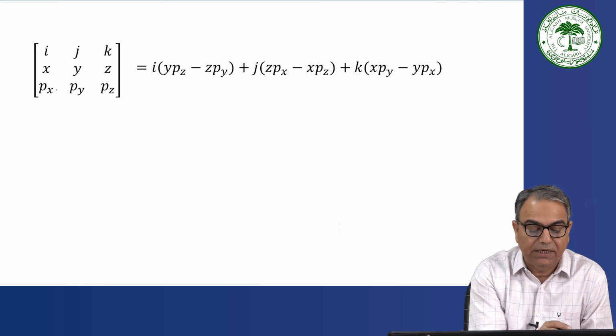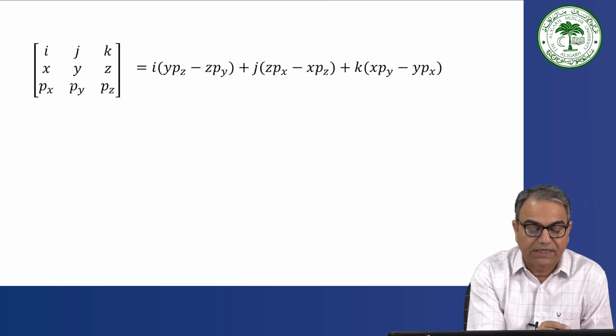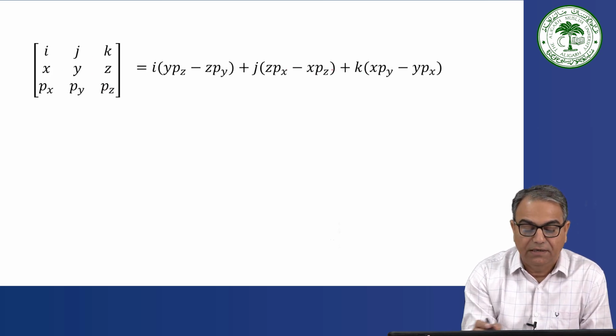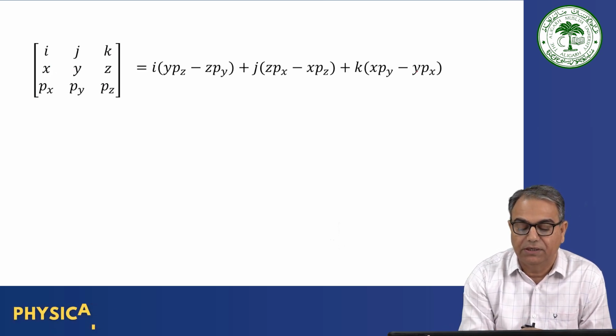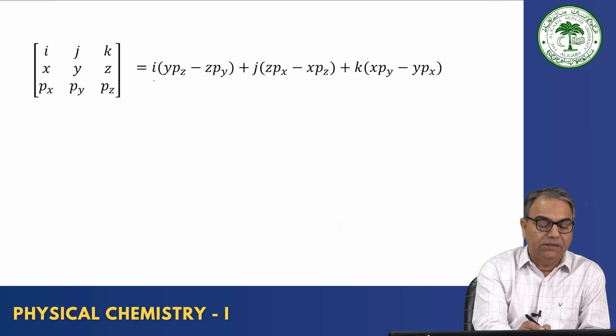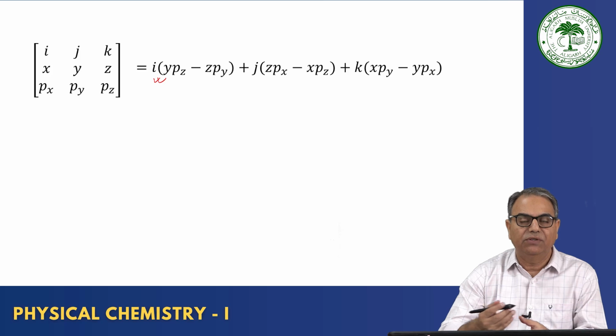You get zpx minus xpz. Okay. And then you have plus k xpy, k you are taking, so xpy and ypx. So this you get. So in the matrix form, you can write this equation like this one. Okay. This you will be doing time and again. Wherever you have simultaneous equations, then you can write them.